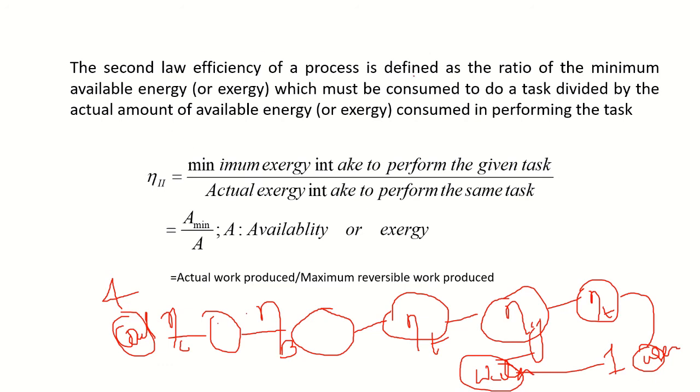The second law efficiency of a process is defined as the ratio of minimum available energy which must be consumed. See, so much of energy. Like here, if my aim is to heat the water, directly I can burn the coal and heat this water. Correct? Then I will be minimizing that exergy. So minimizing exergy intake to perform the given task, divided by actual energy intake to perform the same task.